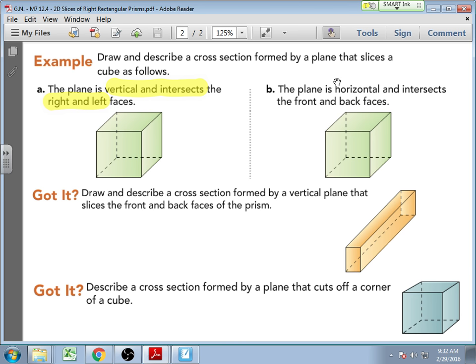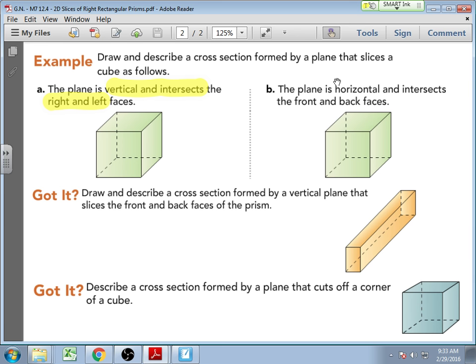Because remember, vertical slices, we have 2 options. Actually, we have infinitely many options because we could keep turning it. But if we want to be parallel to the shape, we have options. Vertical, that intersects the left and right faces. So are you currently intersecting the left and right faces? Yes.